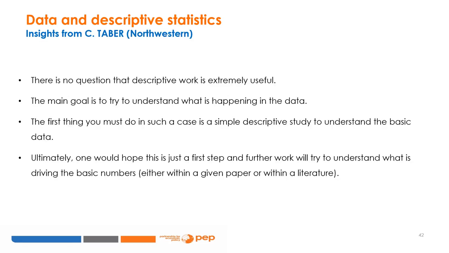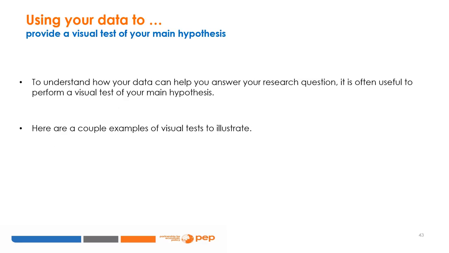Here's what Chris Tabor, editor of Quantitative Economics, thinks about the production of descriptive statistics. For him, this exercise aims to get the researcher to understand what is happening in the data, what story they are telling you. If you find the numbers interesting, you'll be motivated to investigate the potential relationships more formally. One way to find out if your data is interesting is to run a visual examination of potential relationships' existence. Here are a couple of examples.